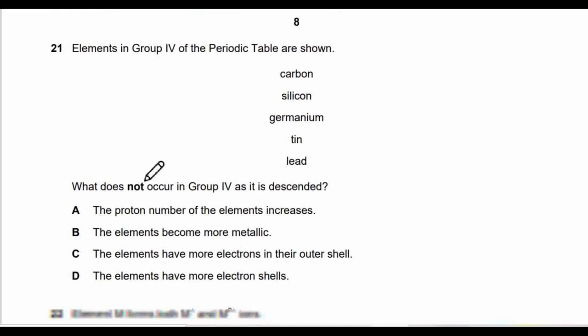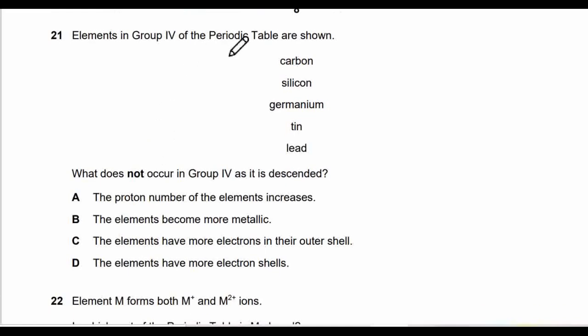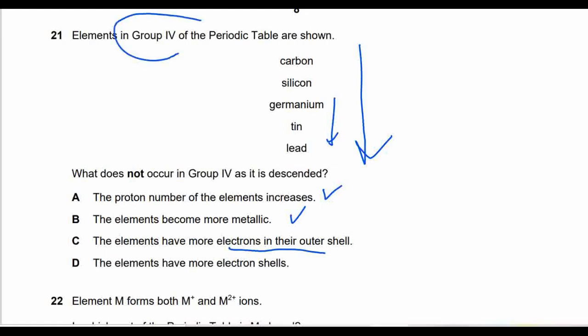Question 21. Elements in group 4 of the periodic table are shown: carbon, silicon, germanium, tin, lead. What does not occur in group 4 as it is descended? Going down, let's skim the answers. The proton number increases, it is true. Elements become more metallic, it is true, this is metal. Elements have more electrons in the outer shell? Now they are all in group 4, so they have the same 4 electrons in the outer shell. So what does not occur is C.